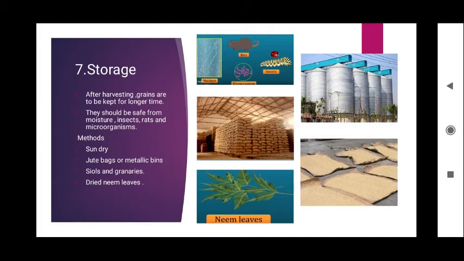As you can see in the picture, the grains will be dried in the sun so that it will prevent the growth of any bacteria or fungi. After that, the farmers will store the dried grains in jute or gunny bags for a longer time, or sometimes they may also use large metallic bins which are called silos and granaries, as you can see in the picture.